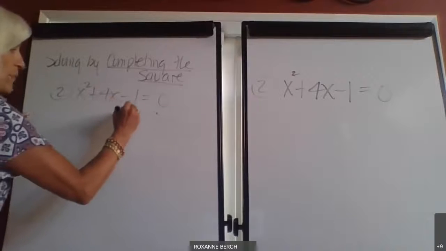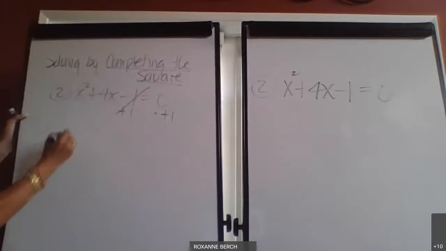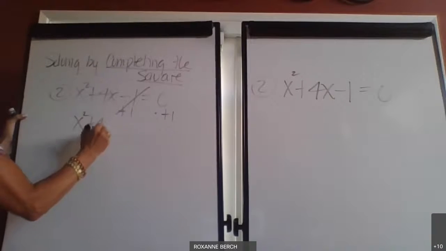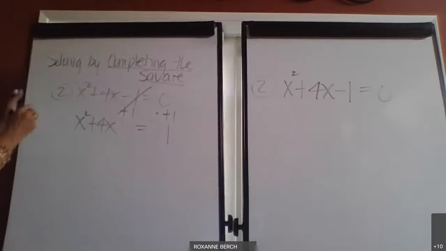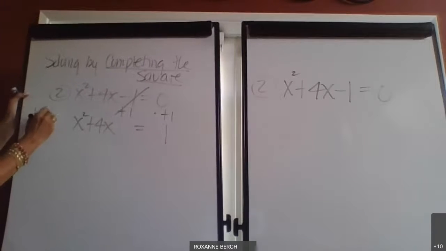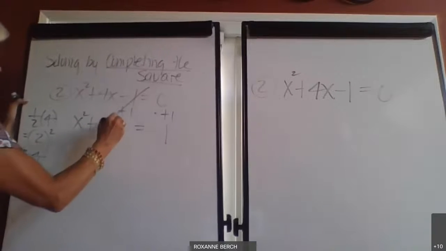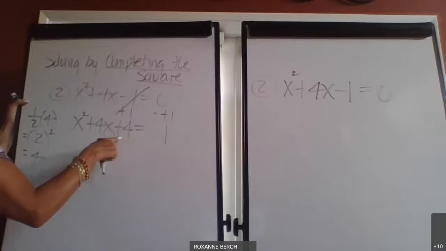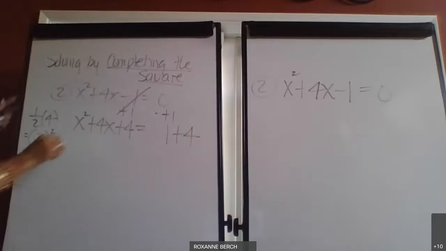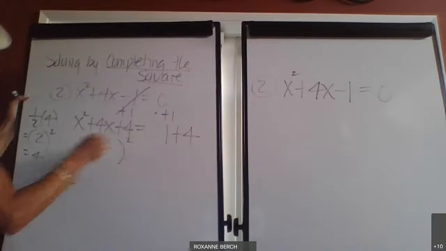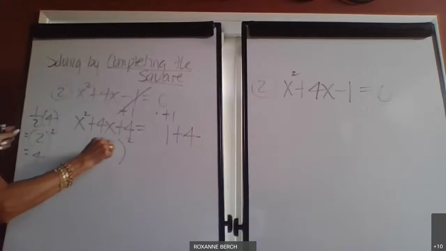So in this problem, you want to add 1. So you get x squared plus 4x, and leave yourself some space. You're going to take half of 4, which is 2, and when you square it, you get 4. So the perfect square trinomial is going to be add 4, but you have to balance, so add 4 to the other side. So your binomial square is going to be x plus 2.